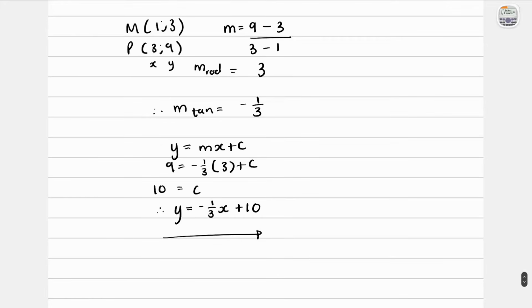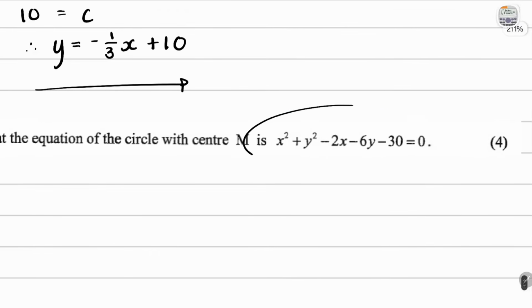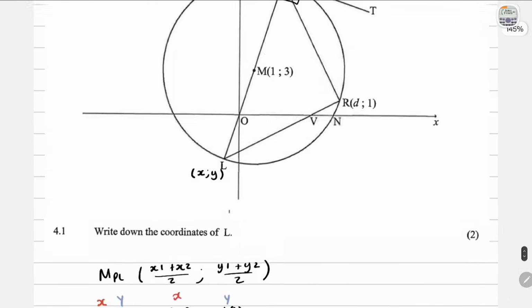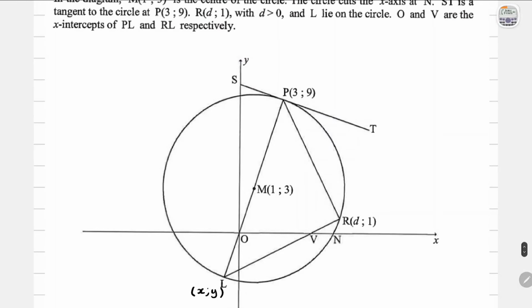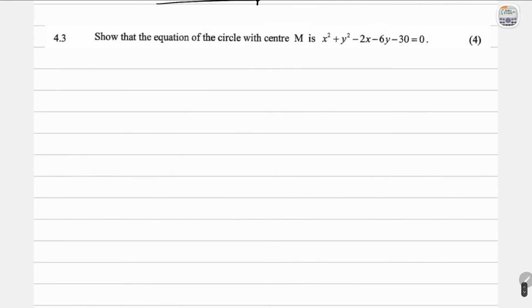Moving on to the next question. Okay, 4.3 says, show that the equation of the circle with center M is equal to this. So we just have to find the equation of the circle. To find the equation of a circle, all you need is the center and 1 point on the circumference of the circle. So we can just use these 2 points, M and P, and let me just write those down.